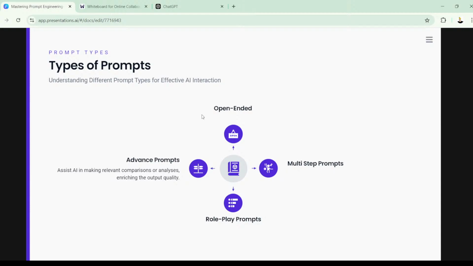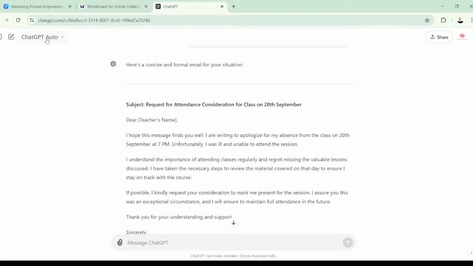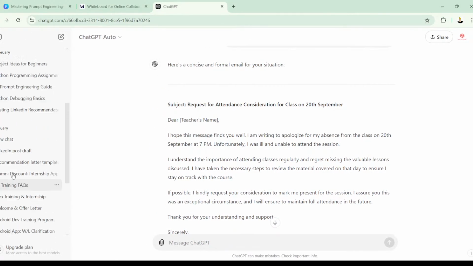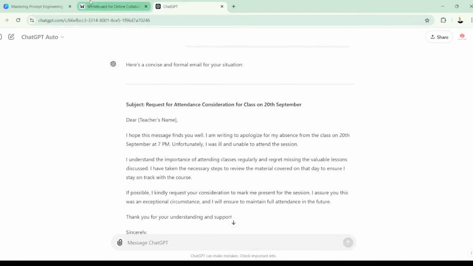Moving on, let us discuss types of prompts, right? Before that, if you have any doubts, I'm all ears. The memory of ChatGPT is quite good. It gets trained according to your questions and prompts regularly. All you have to do is not delete these previous chats, right? Always keep them. Okay, so let us proceed.